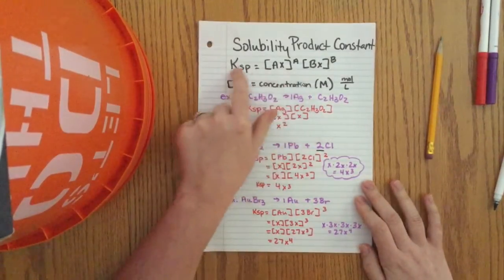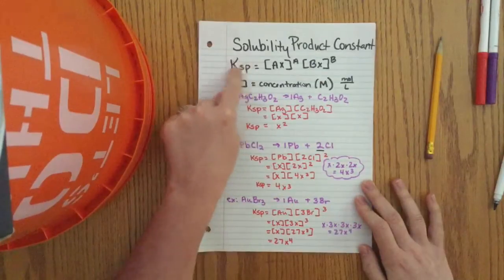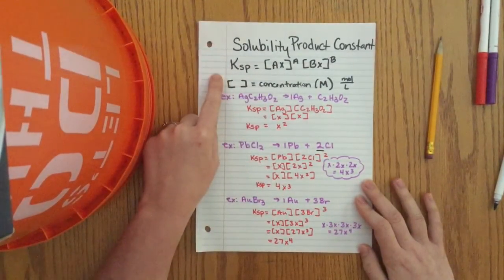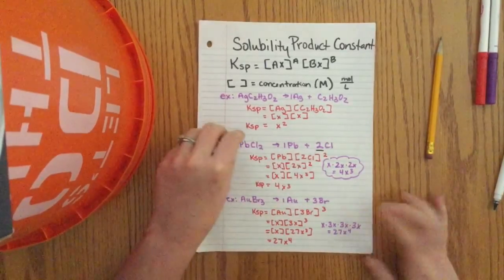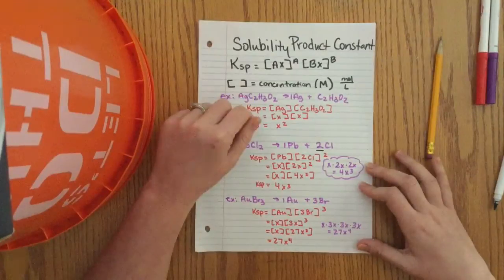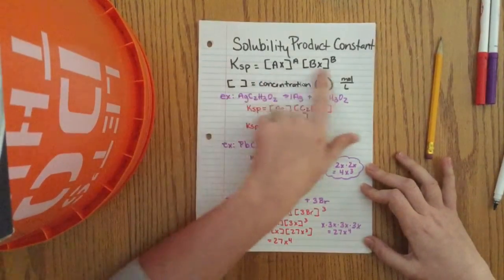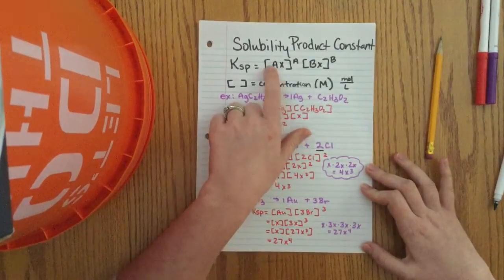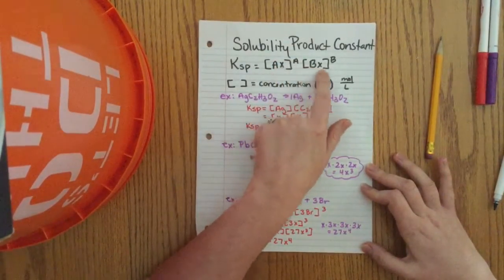The first thing we have to know how to do is to write the formula for this. We use KSP to represent solubility product constant, and these are for ionic salts. So therefore, a metal and a non-metal salt dissolved in water. And we usually write KSP formulas for things that only dissolve slightly in water. Okay, so we know that the formula takes this form: bracket AX to the A, bracket BX to the B.